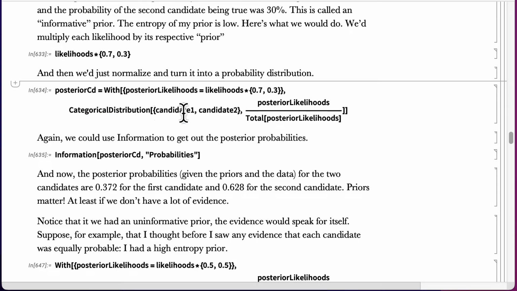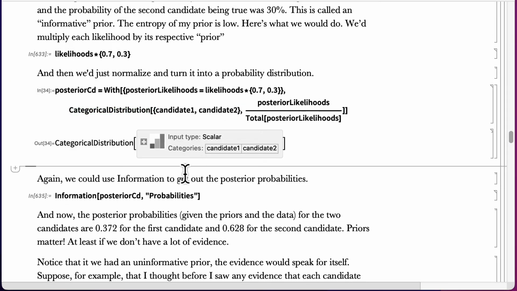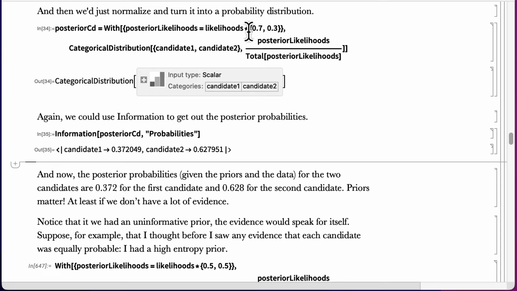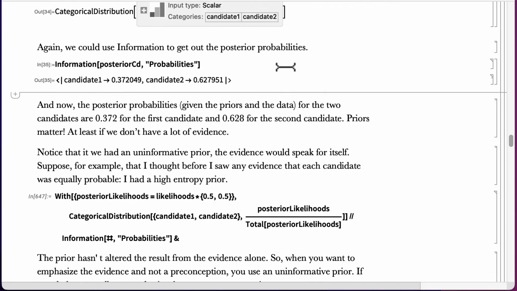I'm going to form a categorical distribution, candidate 1, candidate 2. I'll take those posterior likelihoods and I'll normalize it so that everything sums to 1, dividing it by the total. So there we go. I'll use information to get the probabilities out. And now, with our priors, the probability for candidate 1's gone up to 0.37, and the probability for candidate 2's gone down to 0.628. So we've definitely moved from our priors. The evidence has moved us from our priors, but not as far as if we didn't have any priors to begin with.